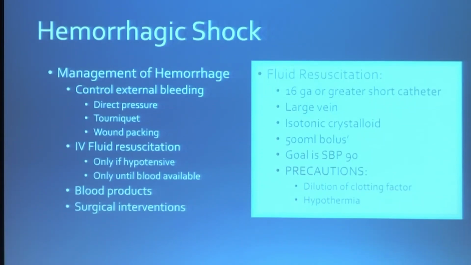Hemorrhagic shock is managed by controlling external bleeding: direct pressure, tourniquet, wound packing. IV fluid resuscitation only if hypotensive. The reason is, if you can stop the bleeding and they're not hypotensive, you don't need to put fluids in, which dilutes blood, which dilutes clotting, which is likely to make more bleeding occur, particularly from something like blunt trauma. And we do IV fluid resuscitation in a class 3 shock only until you have blood products available.